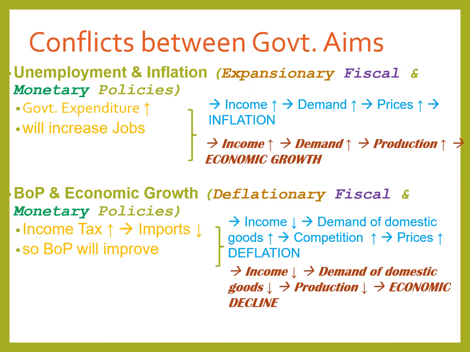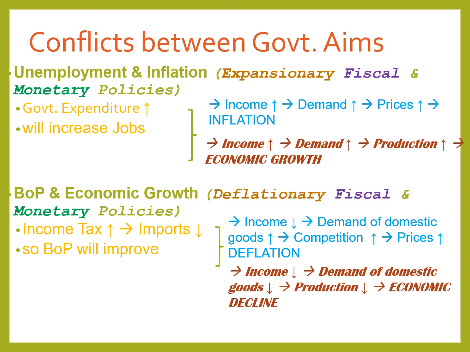There may be conflict between government aims. One of them is unemployment and inflation. Are expansionary fiscal and monetary policies, well, let's have a little look. If government expenditure is increased, ceteris paribus, all other things being equal, it would have a positive effect on aggregate demand and will increase jobs. So more jobs, more income. More income, more demand, more aggregate demand. But the prices will go up, and this could lead to inflation.